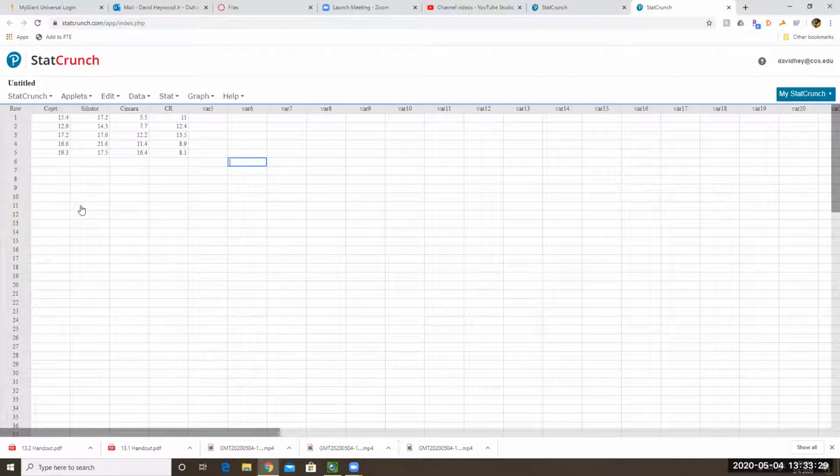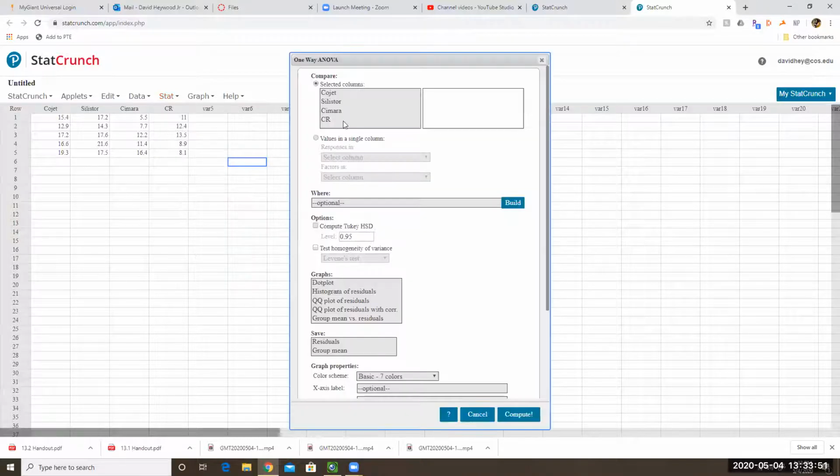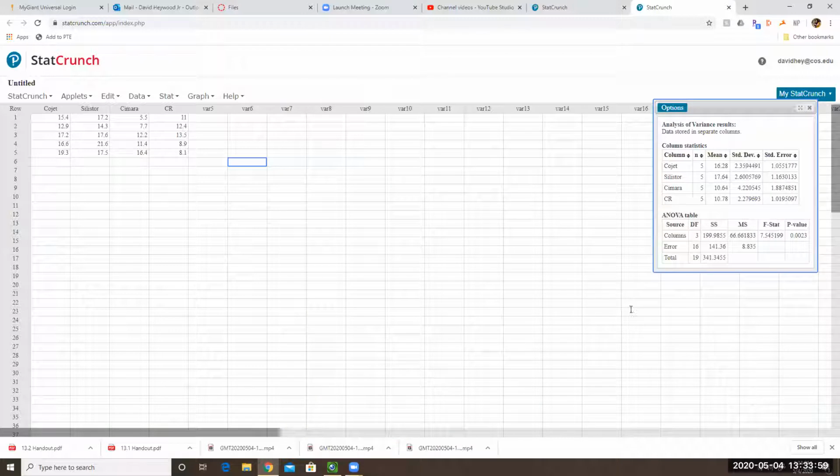Okay, let's run the test. So I've got the data in. Let me make sure it's in there correctly, actually, real quick. Those look good. That looks good. Looks good. Okay. All right. So to run the test, we go Stat, ANOVA, one way. We want to compare all 4 of these columns. So I'm selecting all 4 of them. And then that's it. I'm just going to go ahead and hit compute.